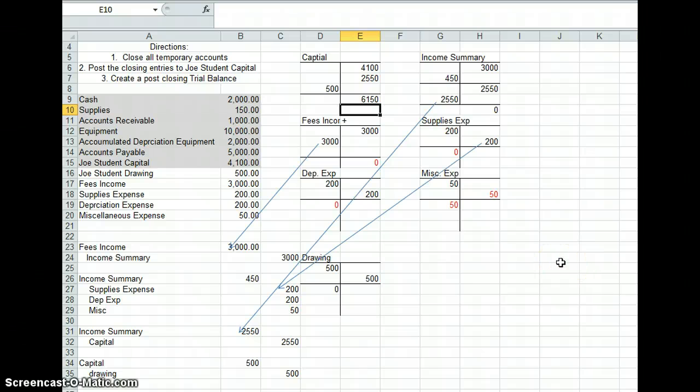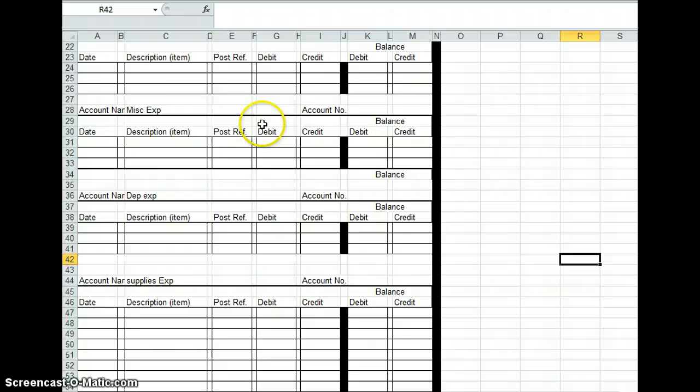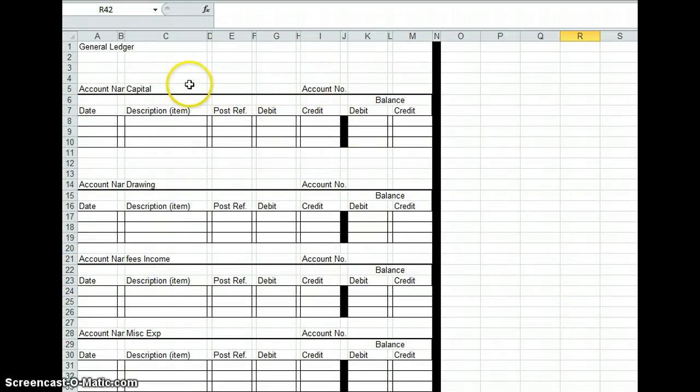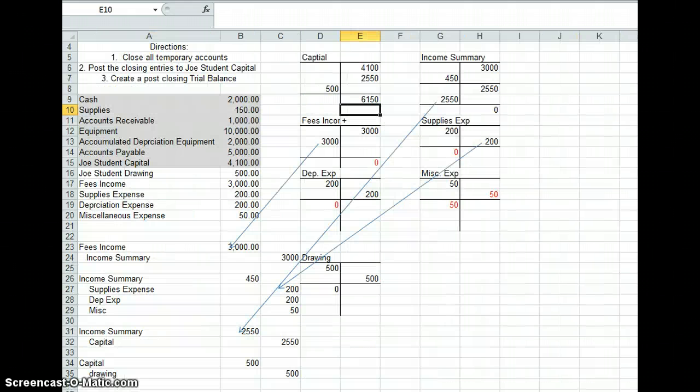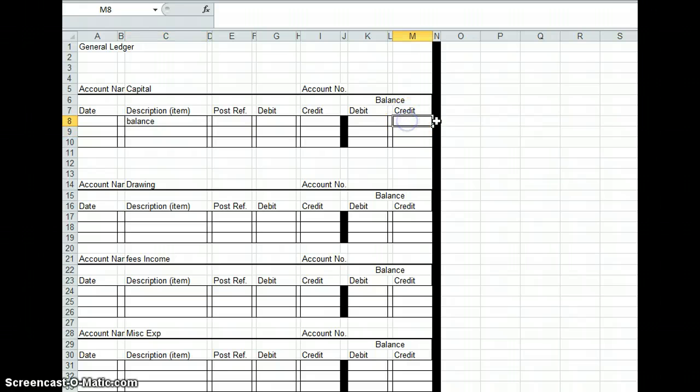So what we want to do real quickly is I want to share with you how we're going to do the ledger accounts. So we'll come over here to sheet 2, and I have some ledger accounts and I have capital set up. The first thing we need to do is put in the balance. So we'll go back to our sheet and we'll see that the original balance of capital was $4,100. So I'll put that in the credit balance. And then we have our closing journal entries, so they would take place on the last day of the month. I'll put it in here as the 31st.